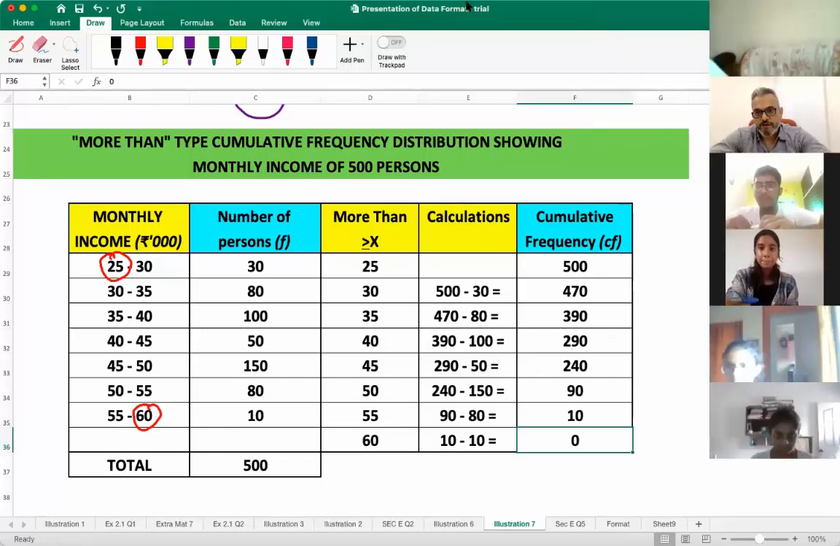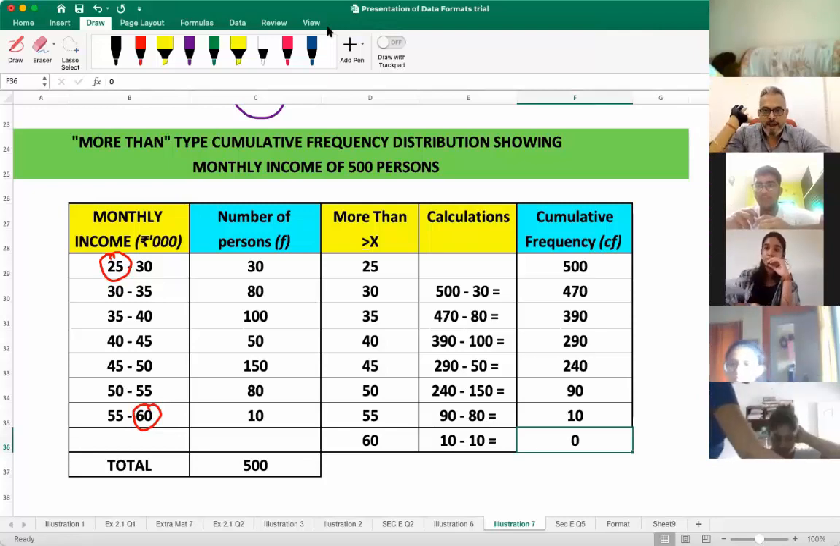All of you understood this? Yes, sir. लेस देन में हर एक को ऐड कर लो और मोर देन में सबको माइनस कर दो. Subtract. पहले के लिए केयरफुल रहना. सबका सम हो गया? Yes, sir.